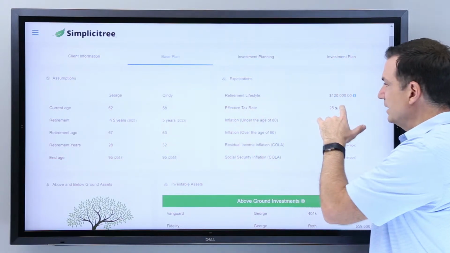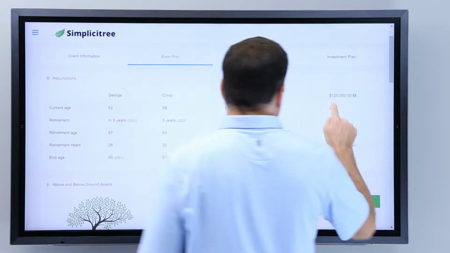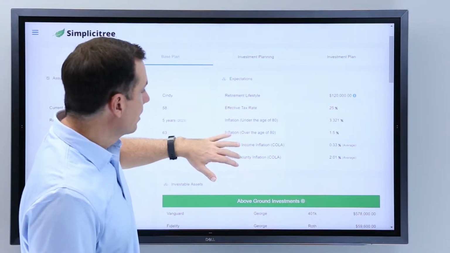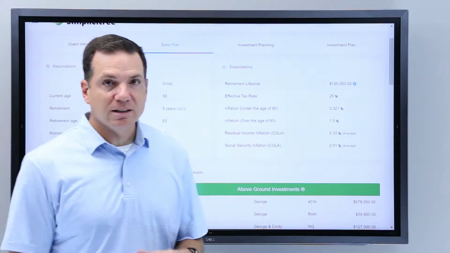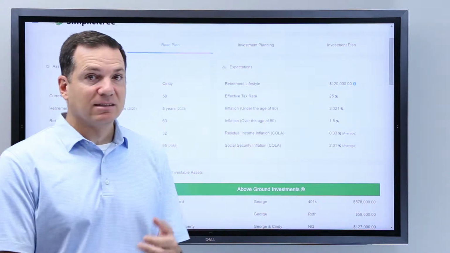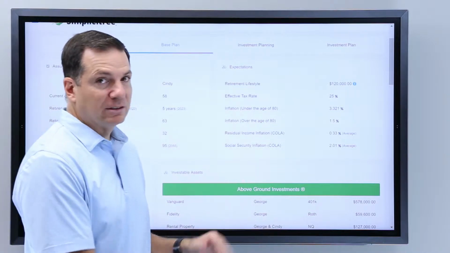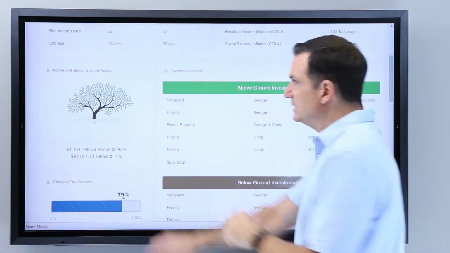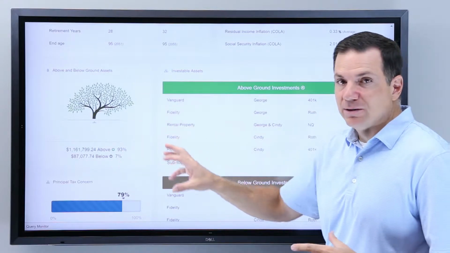We have an expectation of $120,000 of retirement income. Few things to note. We are going to take into consideration taxes and inflation over their entire retirement plan. Let me get into a few details of what's very, very important.